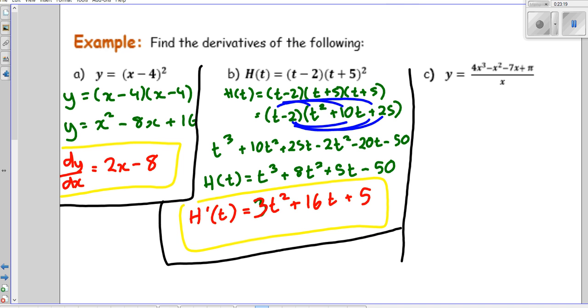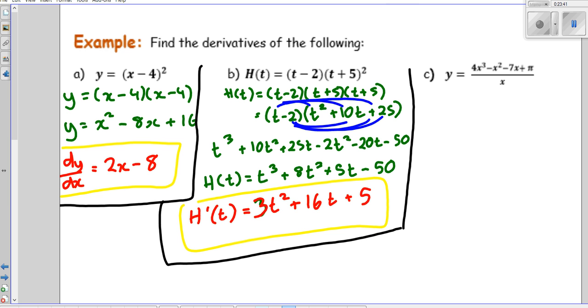I'm just blocking them off in case I have to move into another question space because I'm writing a bit wide. So those were basically examples of where you need to expand first. If it's something simple like a cubic or a quadratic, they're easy to expand, so I tend to expand them first and do it that way.